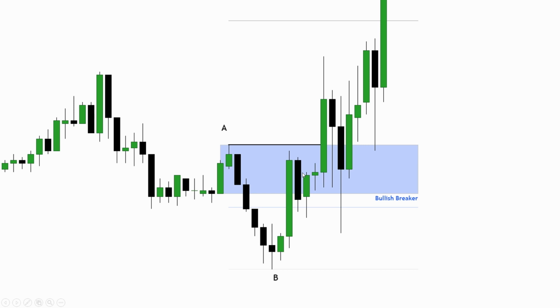Now the bread and butter setup ICT talks about in many of his videos is taking a Fibonacci from this high A to this point B low and projecting one standard deviation from this range to the upside if we are bullish, and to the downside if we have a bearish breaker. Buying down here and covering up here would be a bread and butter setup. You also have to consider an element of time, but we're going to cover that later in the video when we go through the example.